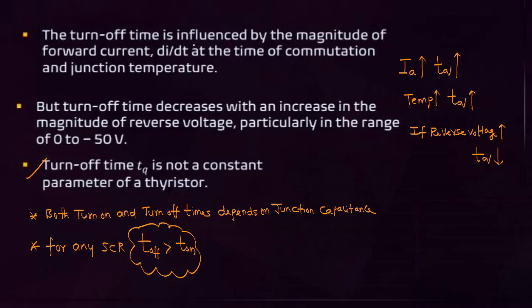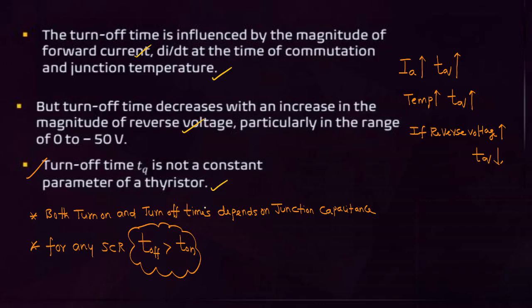The turn off time is influenced by the magnitude of the forward current, di/dt at the time of commutation, and junction temperature. But turn off time decreases with an increase in the magnitude of reverse voltage. This is important: if you apply a high reverse voltage, within less time the device will be turned off. Turn off time tq is not a constant parameter of thyristor. It is not a constant parameter.